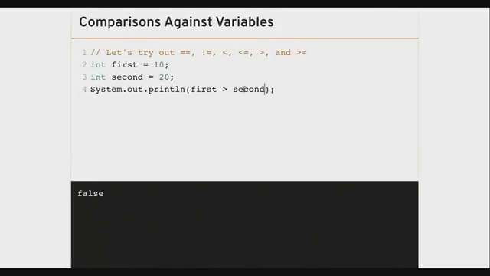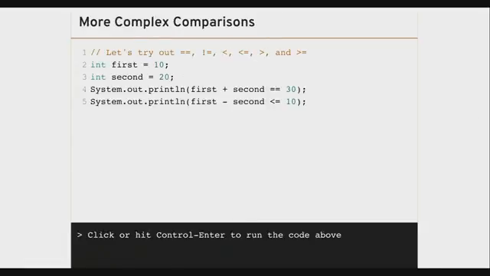Let's print off if first is greater than second. In this case, it's not greater than second. Let's print off if second is greater than first. That's true. Is second not equal to first? That's true. And I can use all these other operators. I can use equals. Same thing. I can include math in my comparisons.